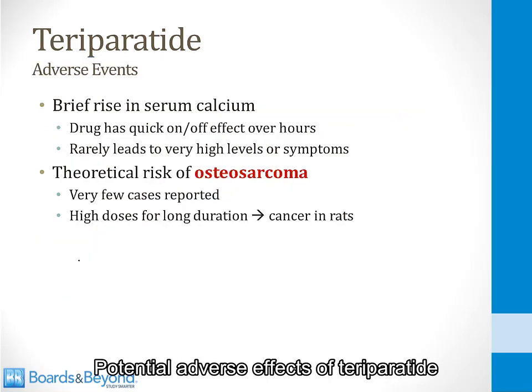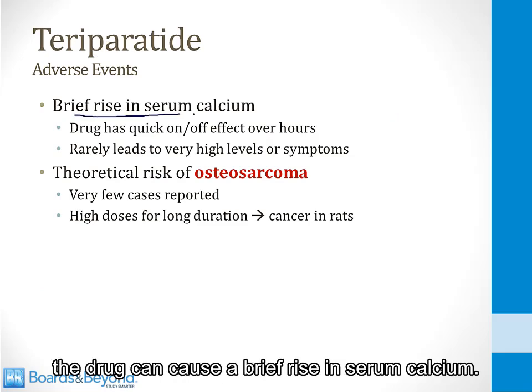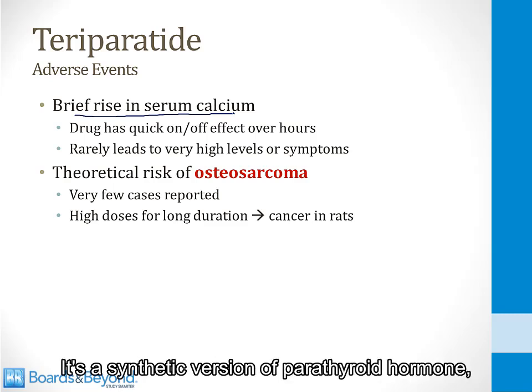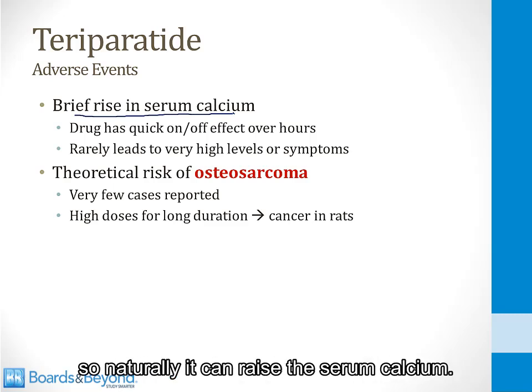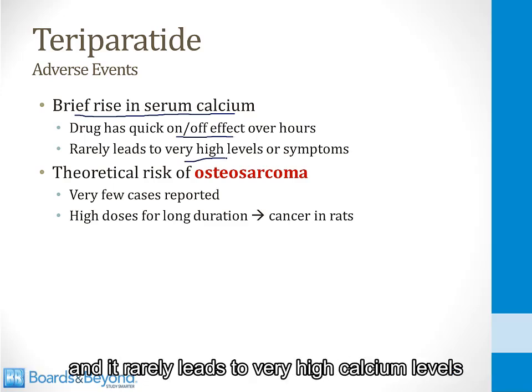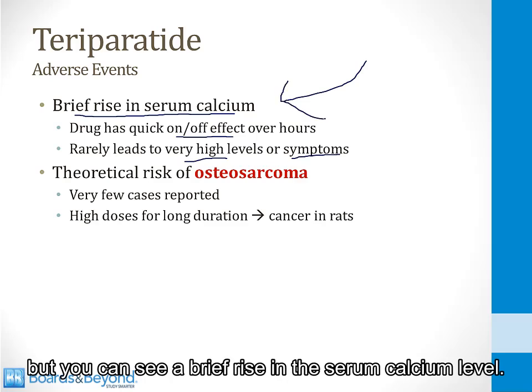Potential adverse effects of teriparatide are shown on this slide. First of all, the drug can cause a brief rise in serum calcium. This should make sense to you. It's a synthetic version of parathyroid hormone, so naturally it can raise the serum calcium. Now the drug has a quick on and off effect over hours, and it rarely leads to very high calcium levels or symptomatic hypercalcemia, but you can see a brief rise in the serum calcium level.